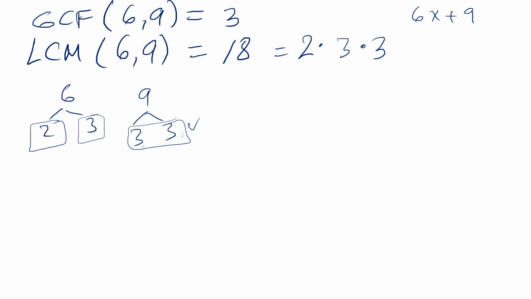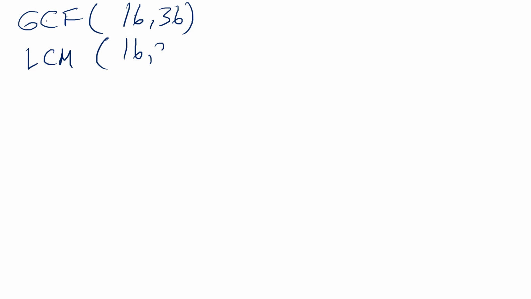All right, let's do another one, another set. Greatest common factor for, let's say, 16 and 36, and least common multiple for 16 and 36. You can pause the video and try it. Do prime factorization for the two numbers and see what you get.